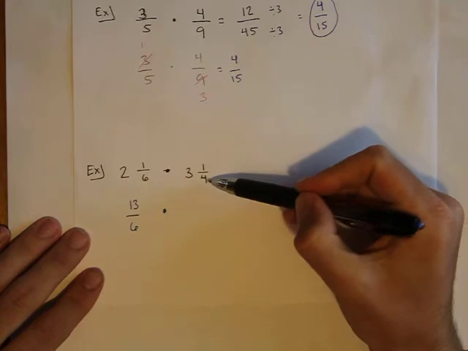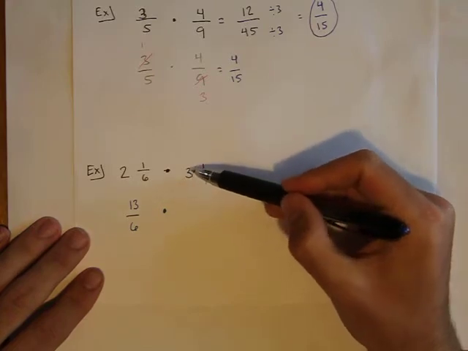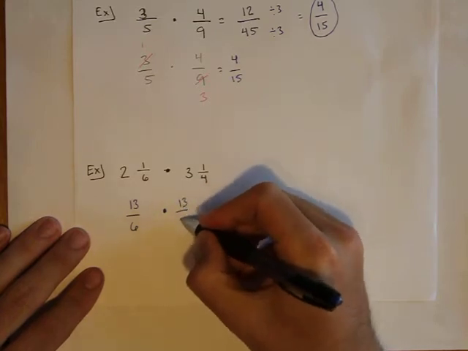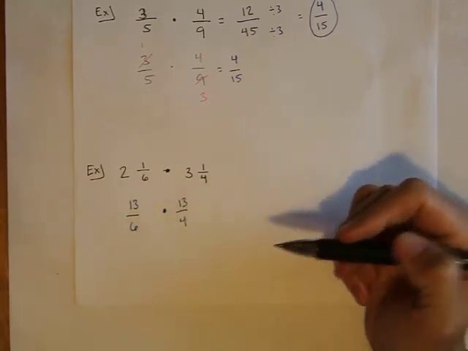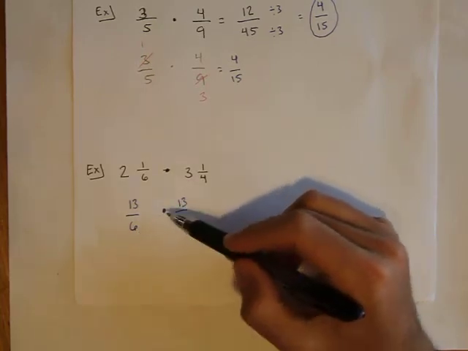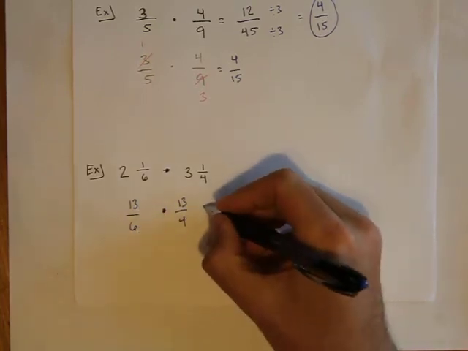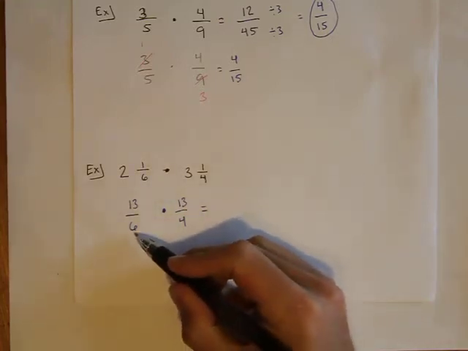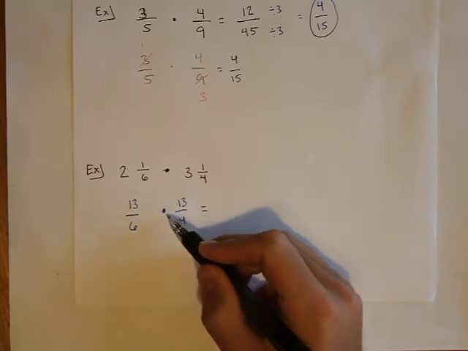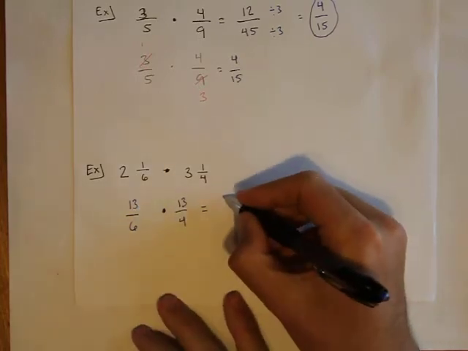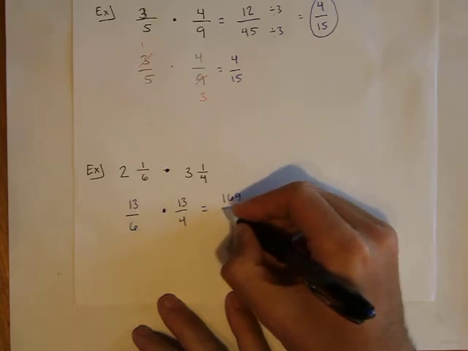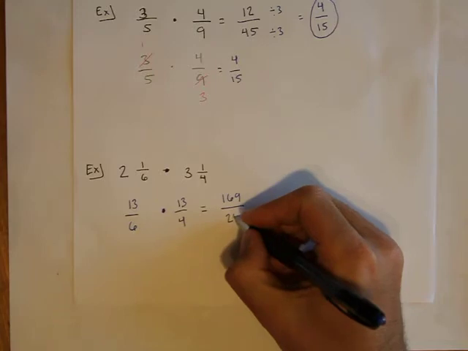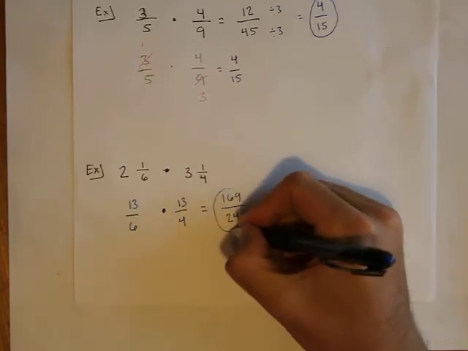Multiplication comes straight down. Over here, I have 4 times 3 is 12. 12 plus 1 gives me 13/4. Now in this particular case, 13 doesn't cancel with 6, 13 doesn't cancel with 4, so I don't see anything that can simplify. So all I'm going to do is multiply straight across. Straight across the top, 13 times 13 gives me 169. And then across the bottom, 6 times 4 gives me 24. And that would be my answer.